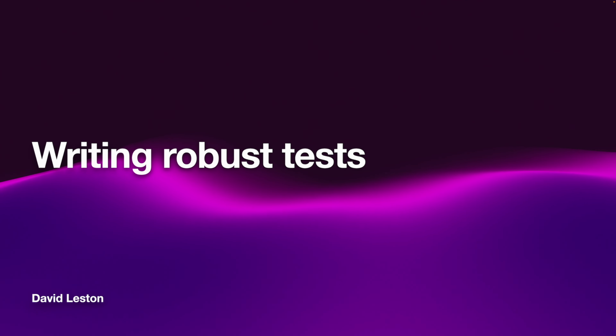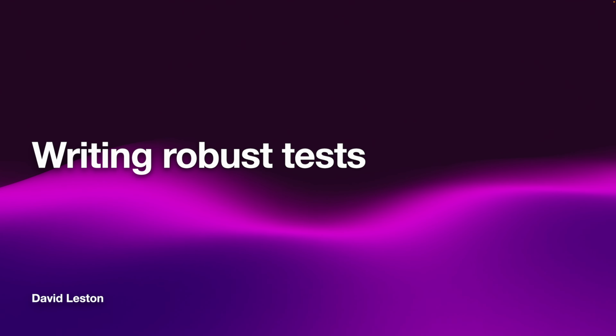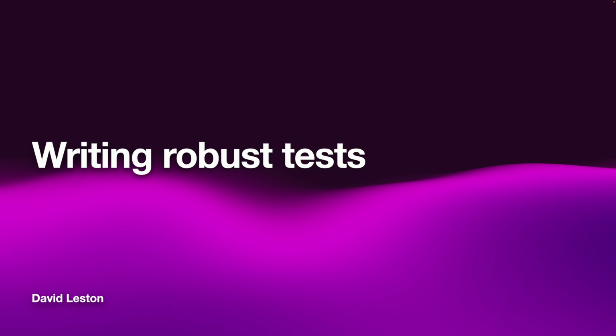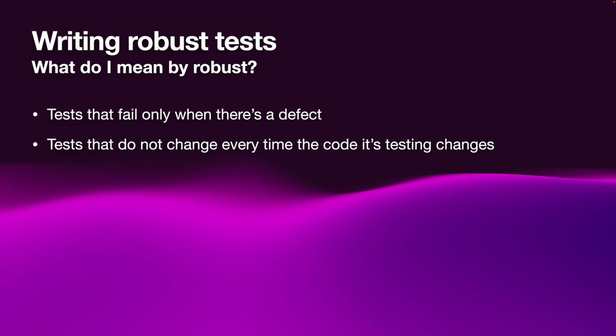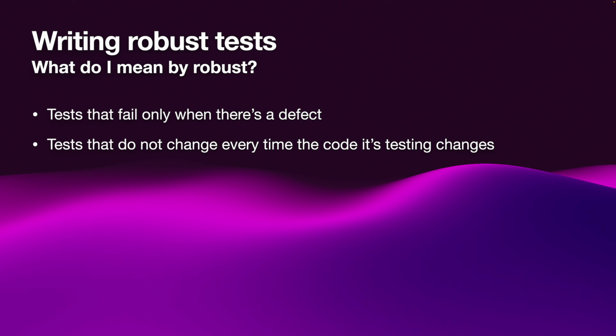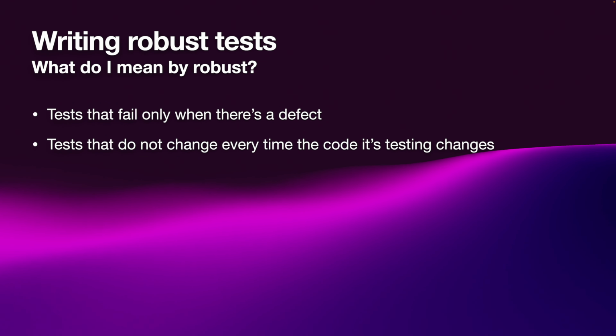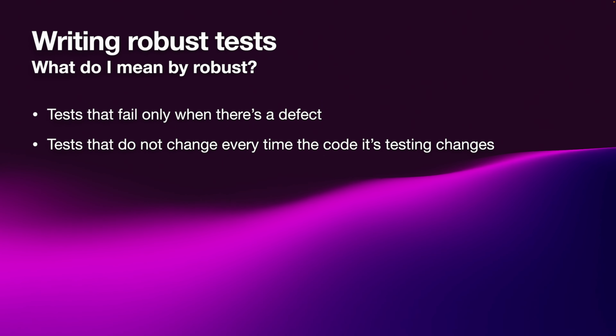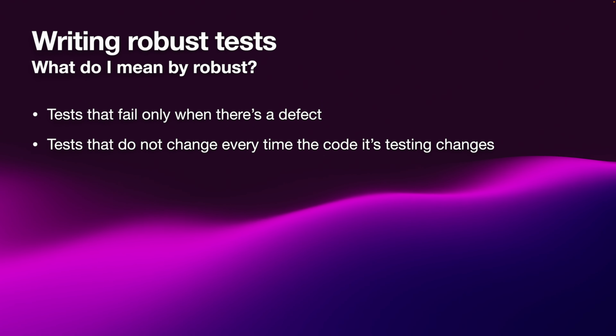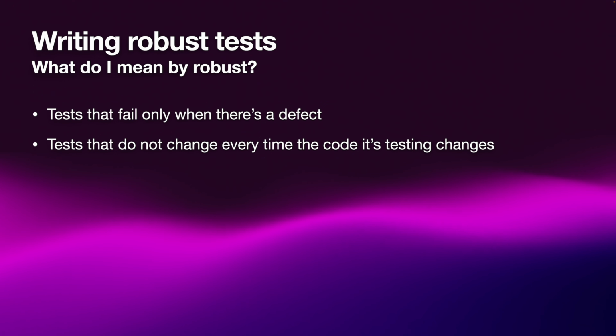In this video, I'm going to talk about how to write robust tests. What do I mean by a robust test? Robust tests fail only when there's a defect. And robust tests do not need to change every time the code that it's testing changes.